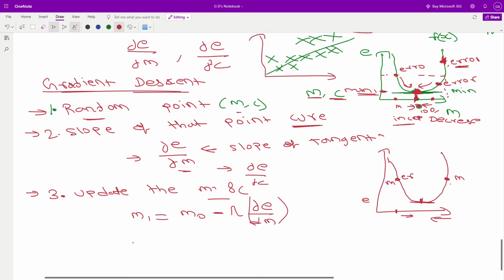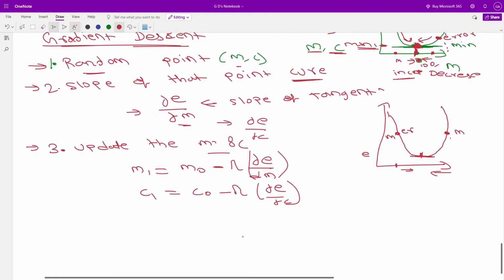Next, if I talk about c, it becomes c1 is equal to c naught, the old c value, minus your learning rate into d by dc. So why are we doing this step? What is the main idea of this particular step? As I told you already, either I have to decrease my m value or increase my m value, right? So let me explain this particular step.